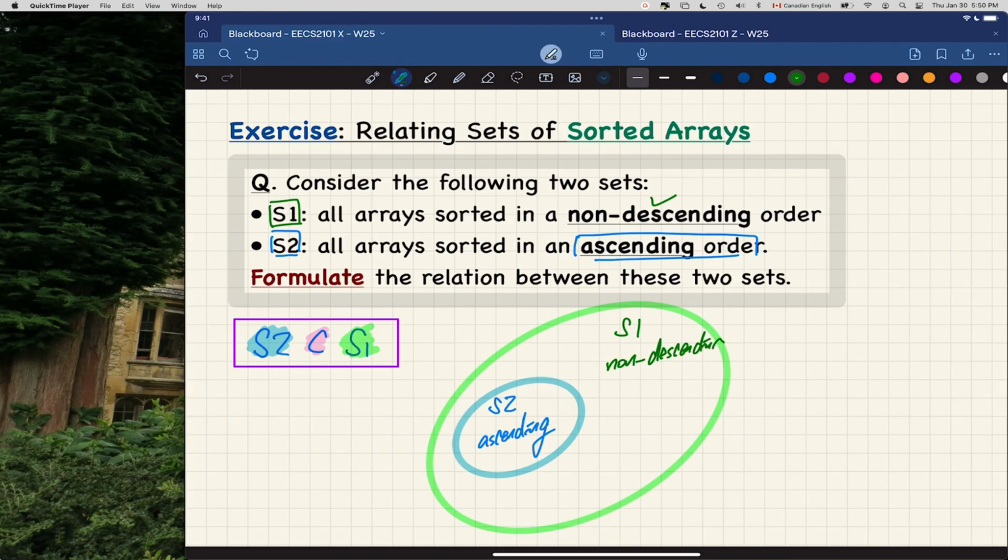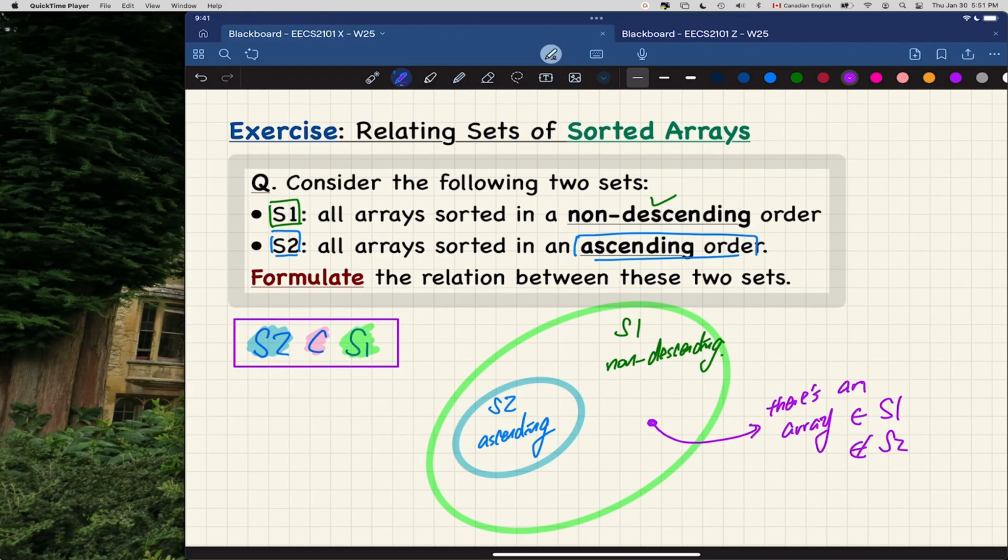Right, so now if we say that it should be a proper subset, what does that mean? That means there should be at least one member over here we can show that belongs to S1 but does not belong to S2. All right? So that's the member we ought to show. There is an array that's actually in S1, but it is not in S2. Give me one example. What would be such an array like?